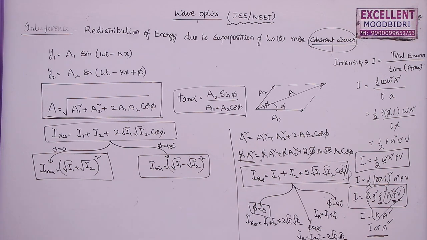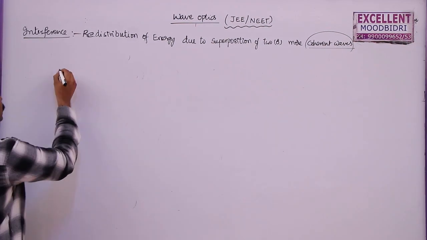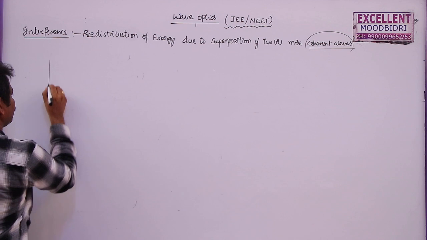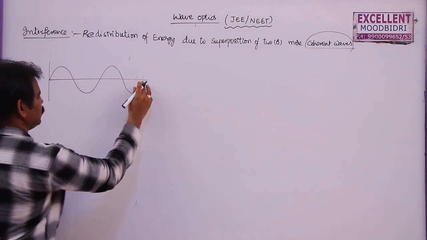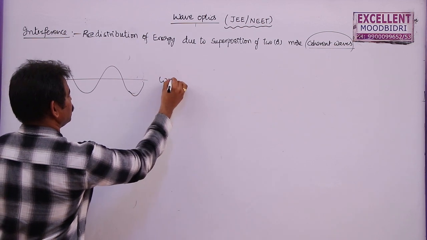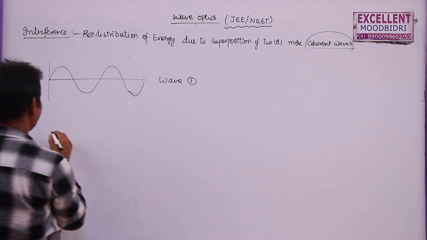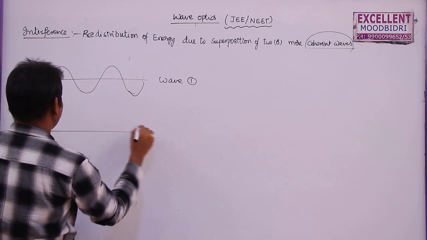If you take two waves, first let me take one wave here. So this is wave number 1, and this is wave number 2.